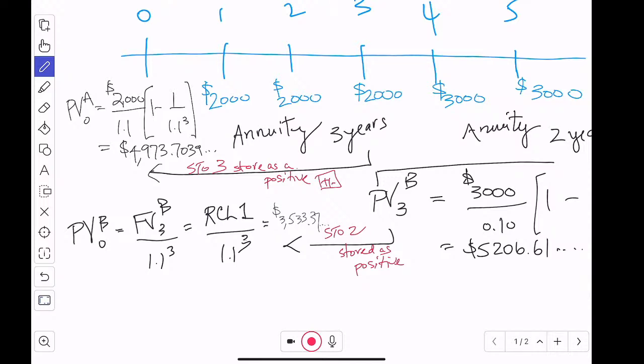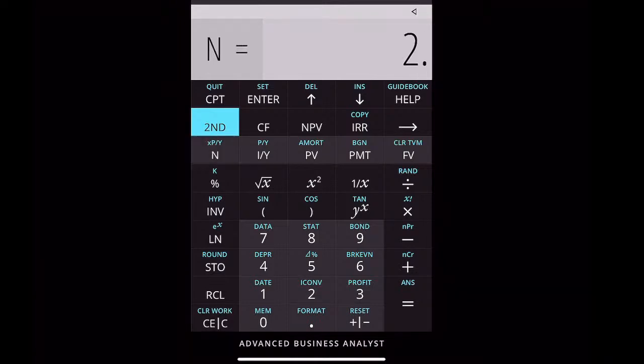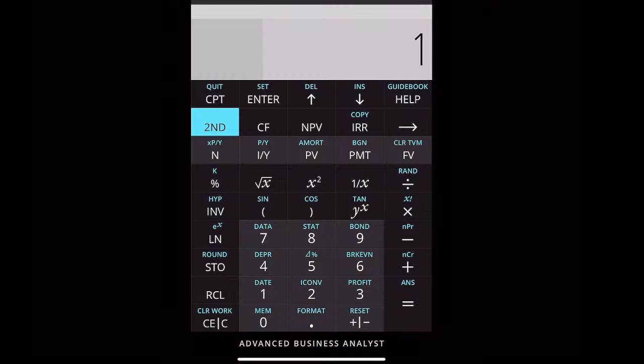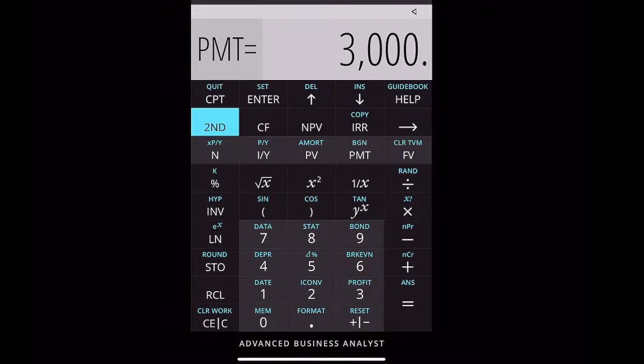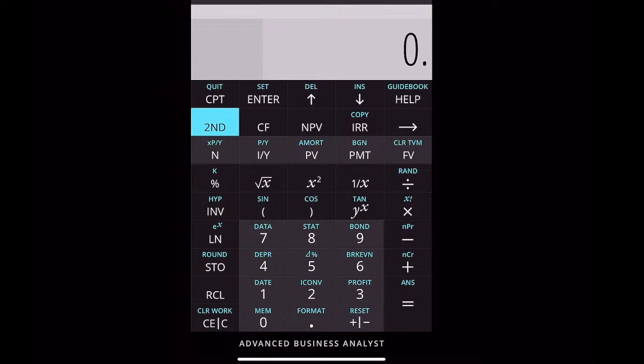Okay, so let's do this one in the calculator. Let's do the whole thing. So from the beginning, I put in 3,000, for 2 years at 10%, I put in $3,000 and 0 for FV, and I compute PV. So that's the first amount, and I stored it as a negative, store 1. Then I used the basic time value of money concept for 3 years at 10%.